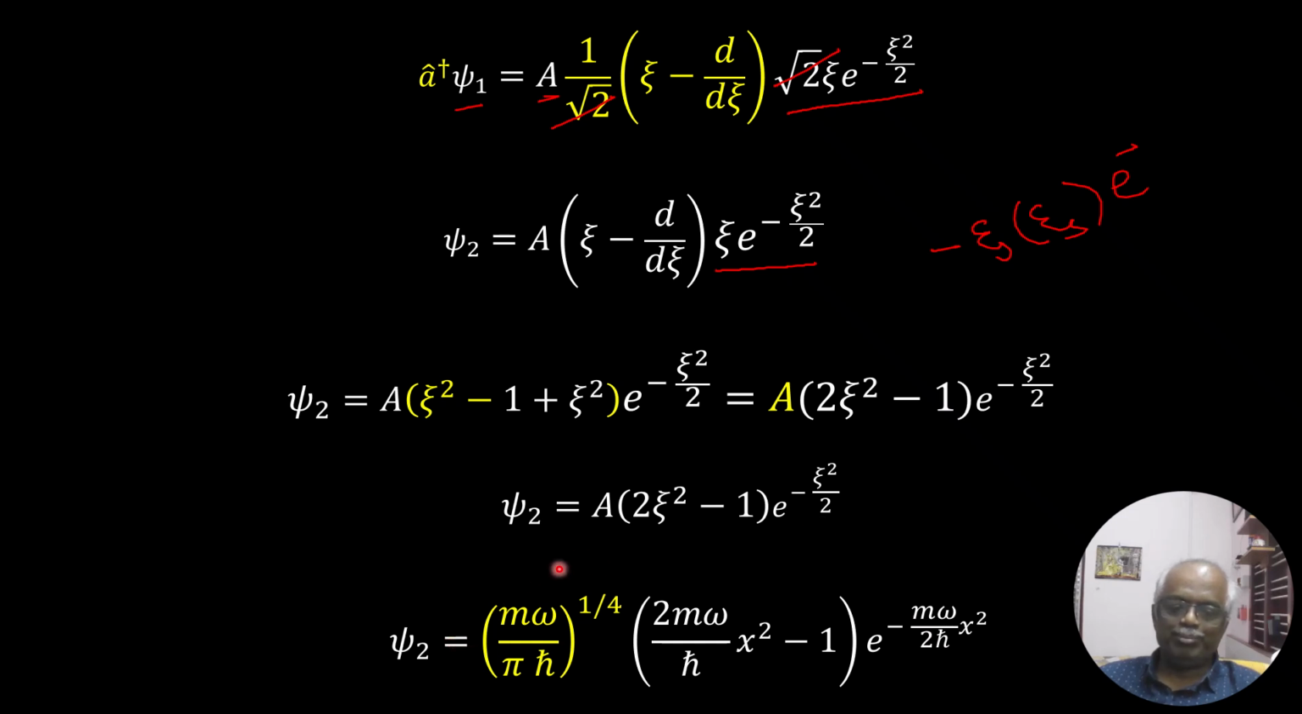Now you replace all the parameters. That is, psi 2 is equal to a, I have already shown, is m omega over pi h cross to the power 1 over 4, and z is equal to square root of m omega over h cross times x. Already there is 2, so z squared is equal to m omega over h cross x squared. Then this is minus 1, and this 2 comes here. This is the wave function for the second excited state.